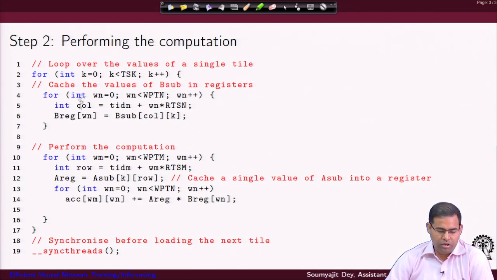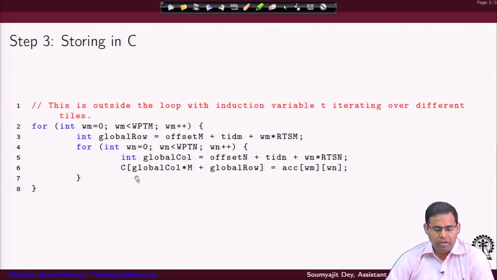These two steps we are now differentiating here, and then I am using the cached values to multiply with. I am caching a single value of AREG and multiplying it with a sequence of values of BREG and so on and so forth through this loop cascade, right. And then again I am storing it back using another loop cascade.